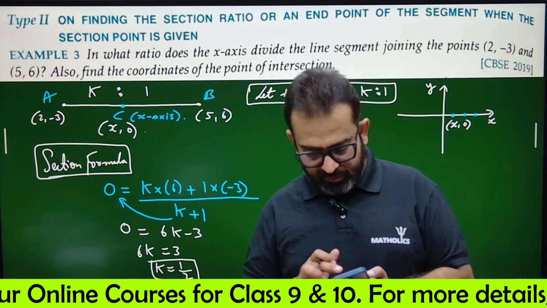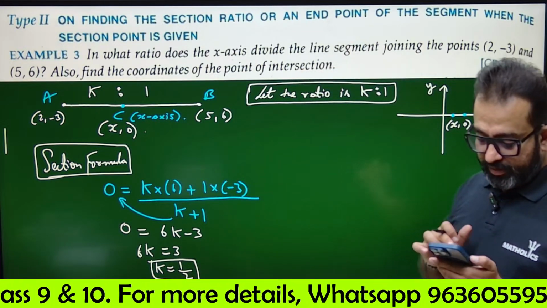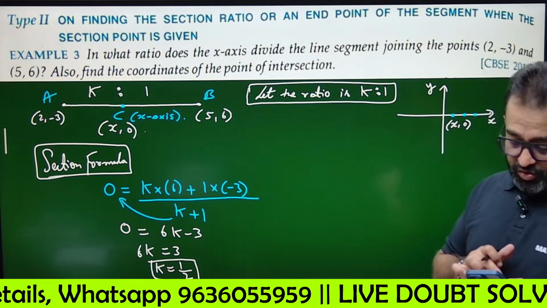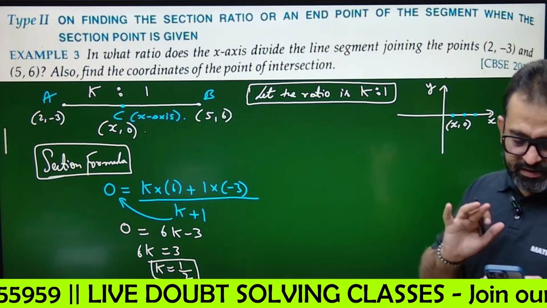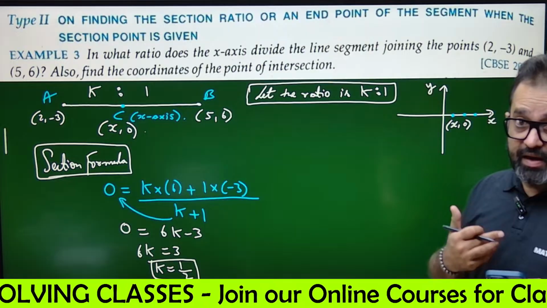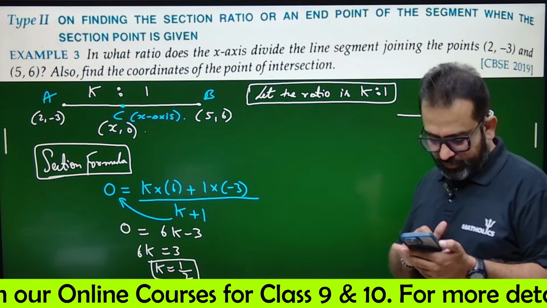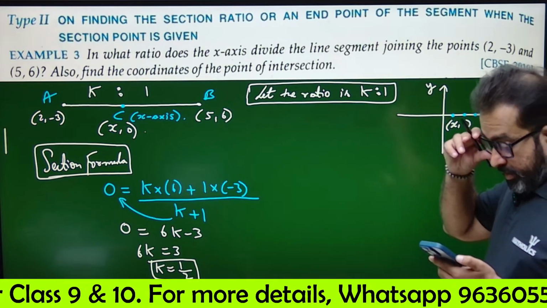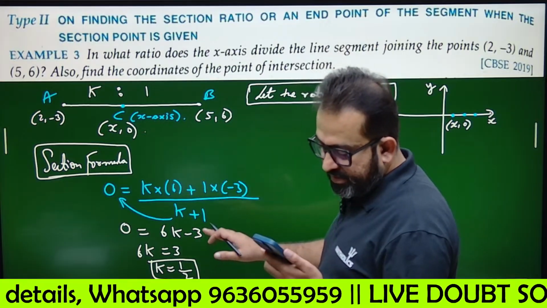Sorted. If this is clear, we can move forward. k came out to be equal to 1 by 2. So we have to write the ratio, not just the value of k. Your teacher doesn't know what k is. k is nothing, just a variable which we have assumed. Sorted? Yes or no? So k is 1 by 2.